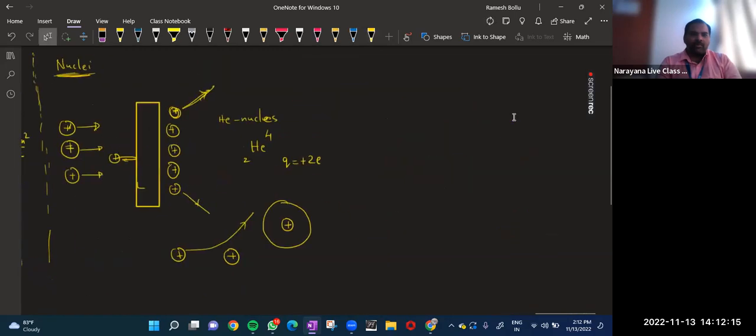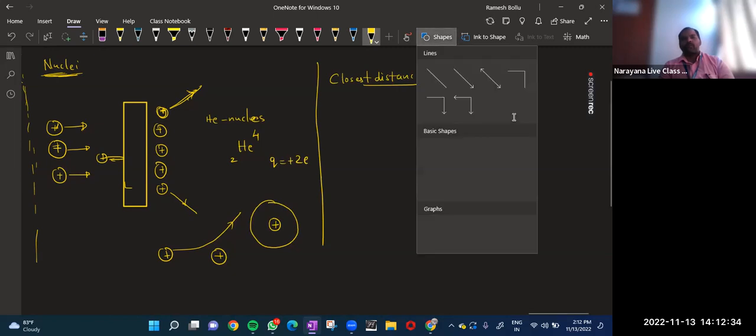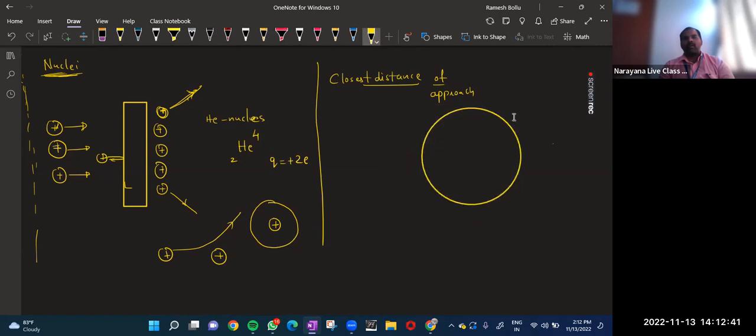One important topic from the exam point of view: closest distance of approach. For good visibility, suppose this is one gold atom, or gold nucleus. What is the charge of this nucleus? Positive. Suppose this is the alpha particle. What is the charge of the alpha particle? Plus 2e. For gold, the atomic number is 79, so the charge is 79e.